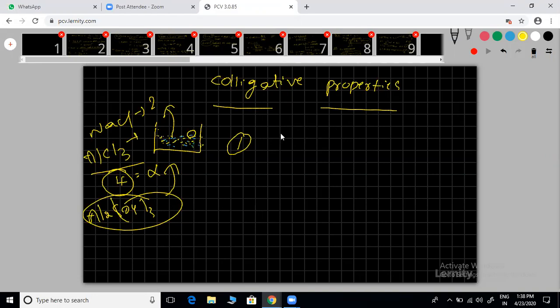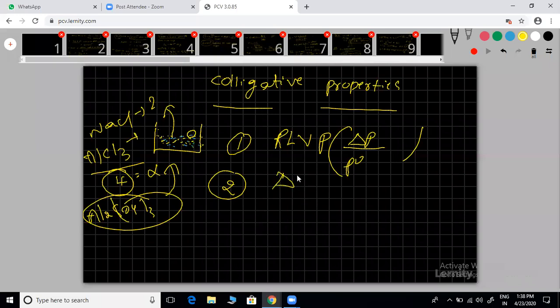Relative lowering of vapor pressure, RLVP, delta P by P naught. And the second one, elevation in boiling point, delta TB. Next, the third one, depression in freezing point, delta TF. And the fourth one, osmotic pressure, phi. So all these are important.